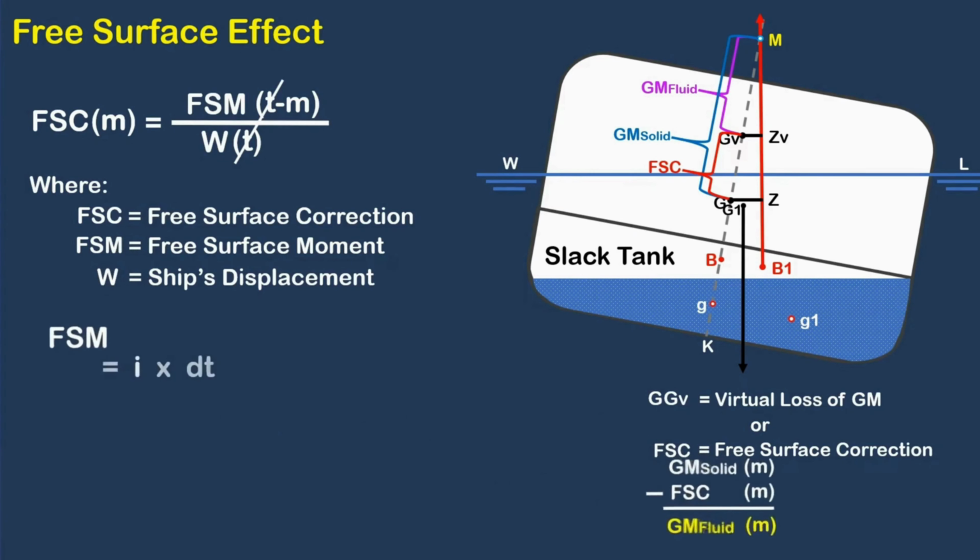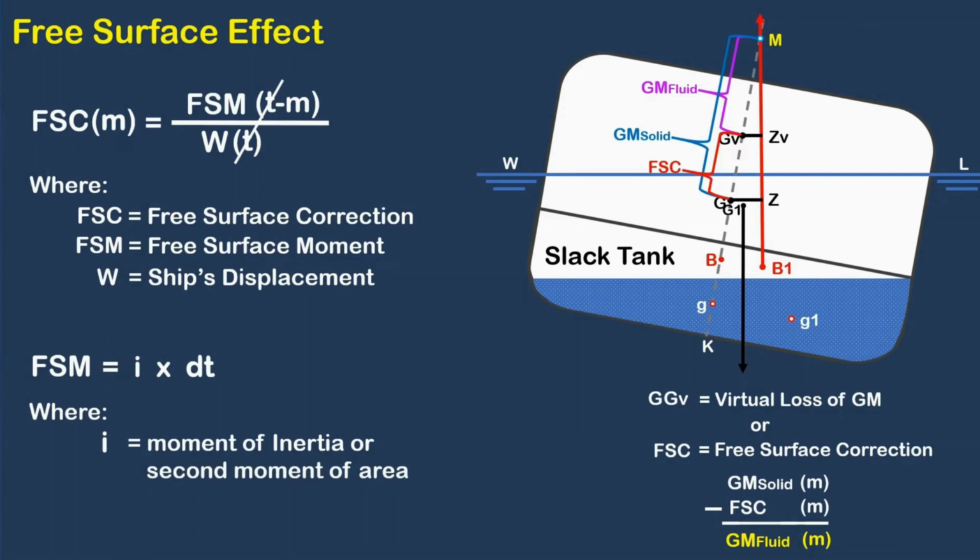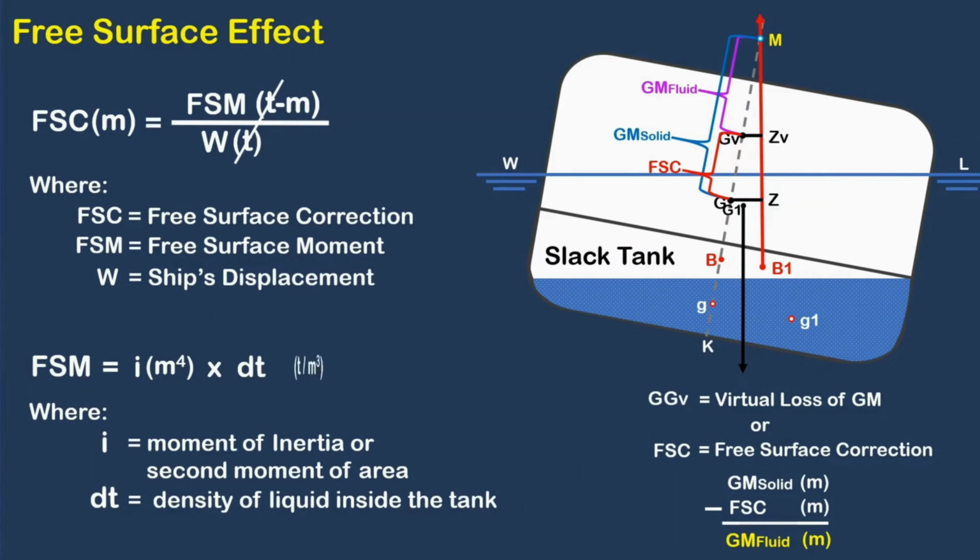This is the formula to determine the free surface moment, where small letter i is the moment of inertia, often termed as the second moment of area, and dt is the density of liquid inside the tank. Remember that the unit of the moment of inertia is in meter raised to the power of 4, and the density is in tons per cubic meter. If we cancel both these units, we still have a remaining unit of meter. That is why the unit of free surface moment is in ton meter.